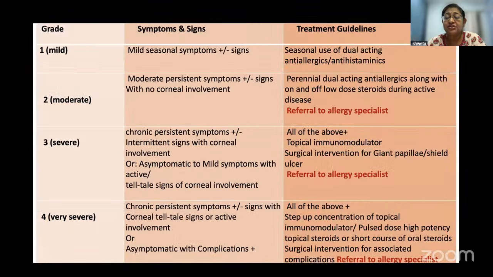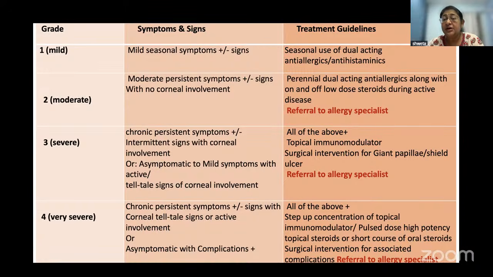Now, how do we manage them? So we have also recommended treatment guidelines. In the milder versions, you can just use the seasonal dual-acting anti-allergics. For moderate, start using on-and-off low-dose steroids during the period of activity. And this is where the referral to the allergist becomes important, because now your symptoms are becoming more moderate. If there is a systemic component which is contributing to the ocular allergy, it needs to be addressed, and therefore referral to the allergy specialist.